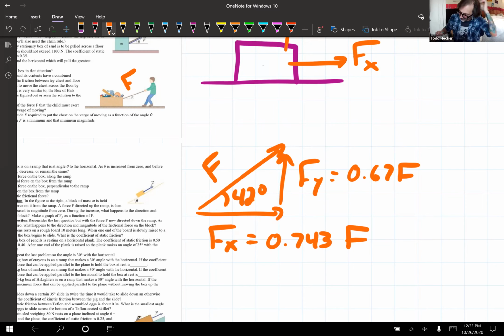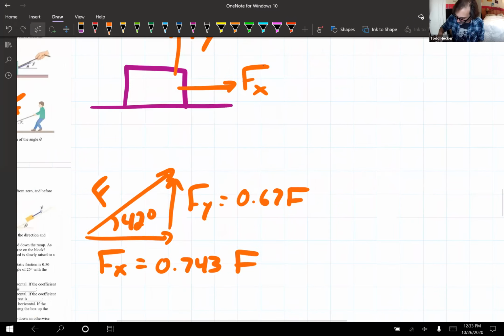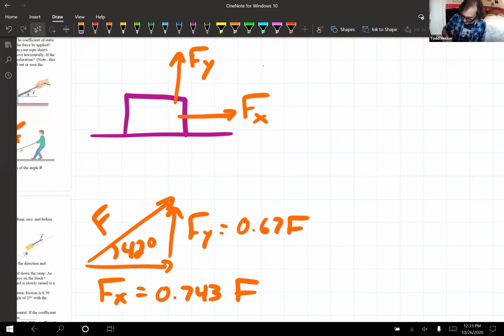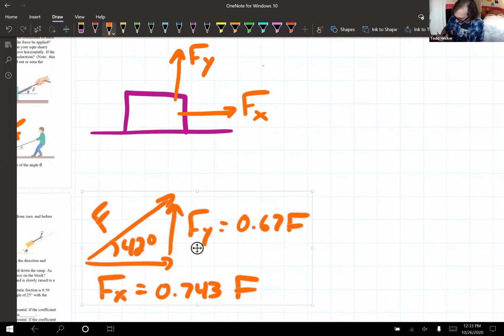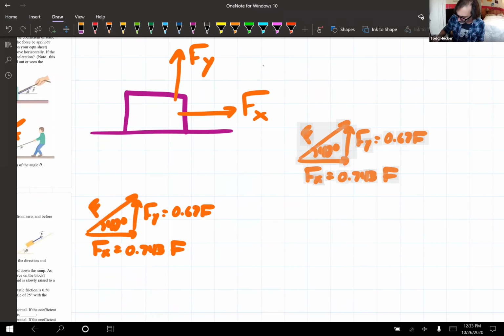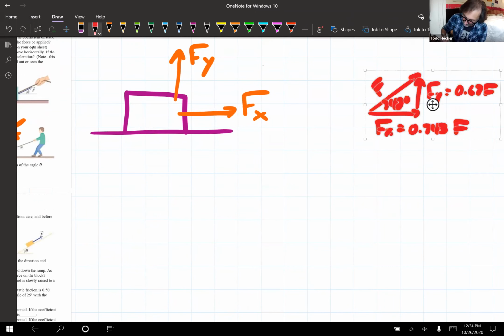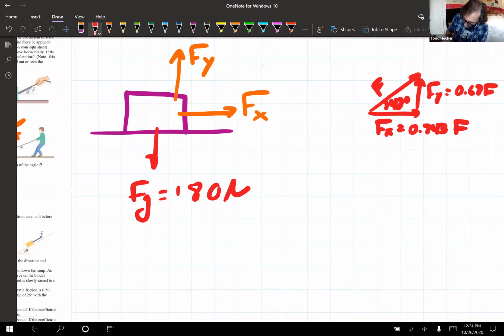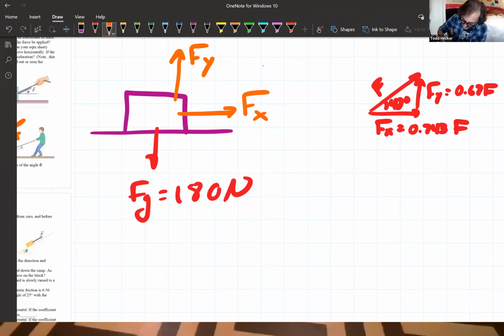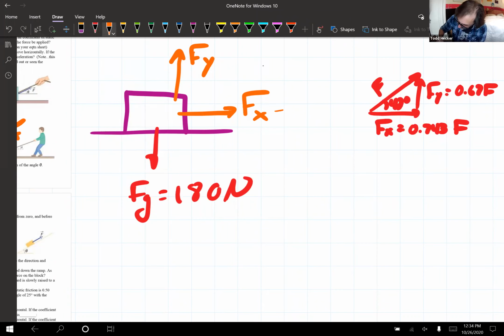All right, so now that we know that, let's go back to our drawing here. Let me move this out of the way because I don't think we're going to need that again. So then let's see, we've got gravity. We know that the force of gravity is going to be 180 newtons. I guess I should have filled in these numbers. This Fx is 0.743 F, and this Fy was really like 0.669, which I rounded up to 0.67 F.